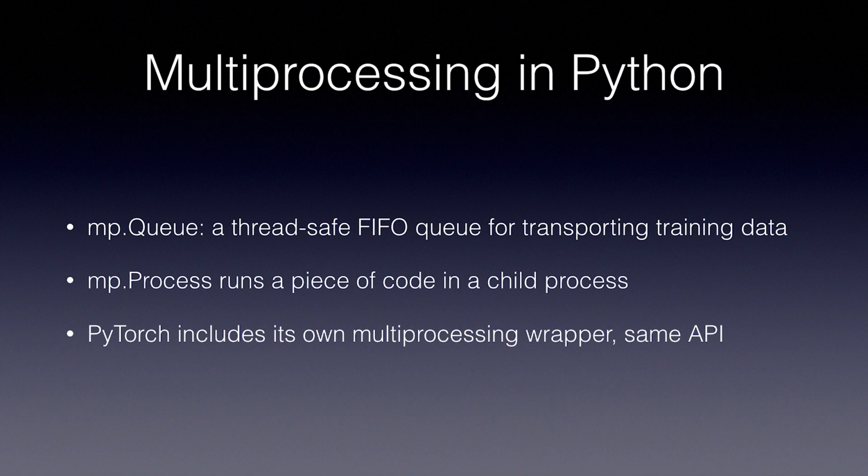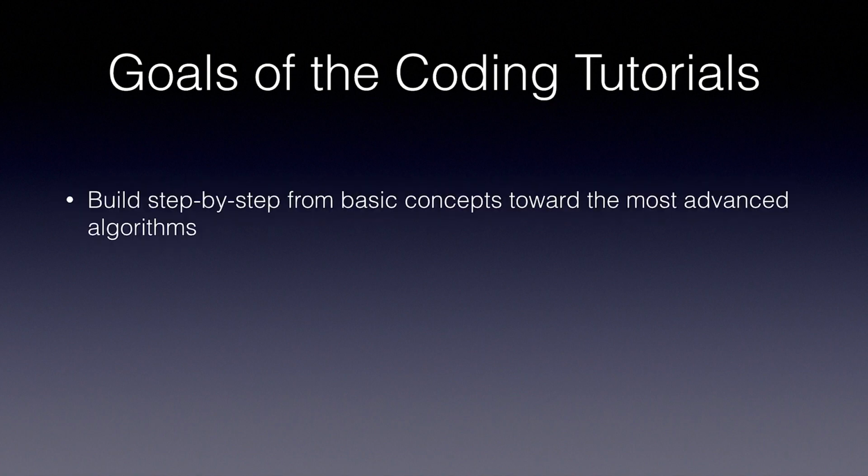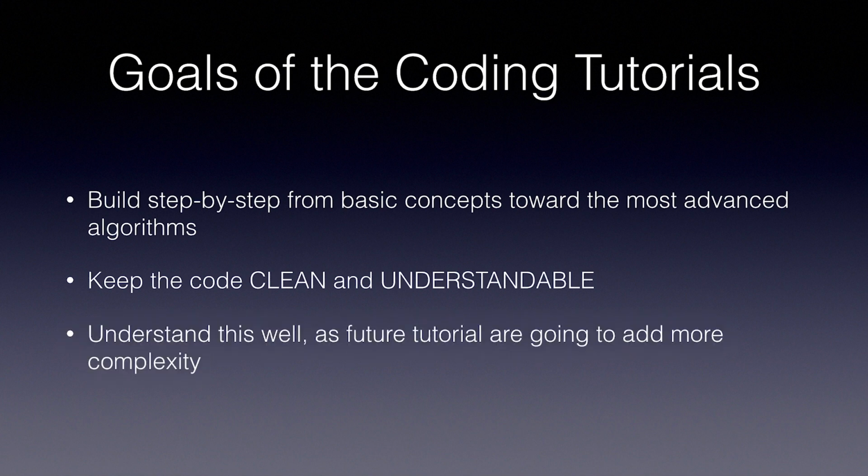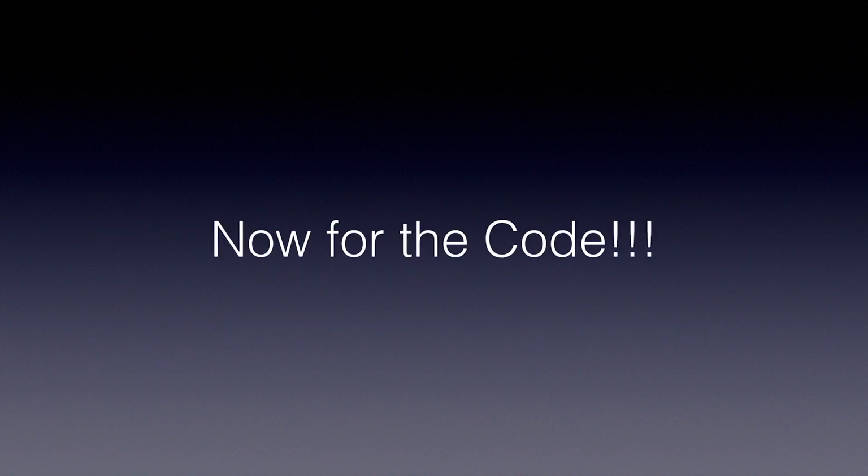The goal of this series is to build step by step from the basic concepts towards the most advanced reinforcement learning algorithms. My goal is to keep the code clean so that you understand it, and not necessarily to provide the absolute best implementation of Actor Critic possible. In the following videos, we are going to learn how to tweak this Actor Critic architecture to get the absolute best results on a variety of tasks. We're going to be adding even more complexity later, so be sure you understand well what is happening here before moving on. All right, let's jump into the code.